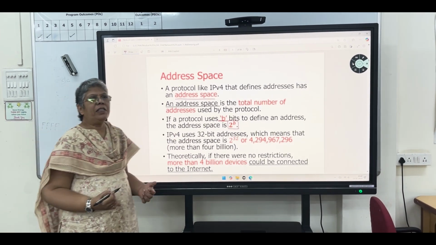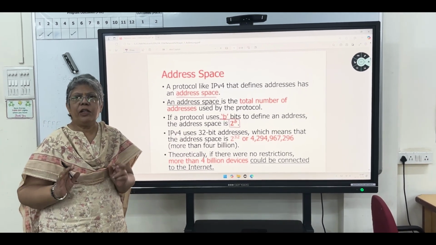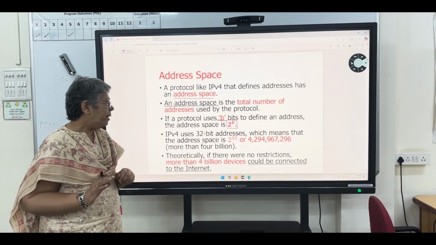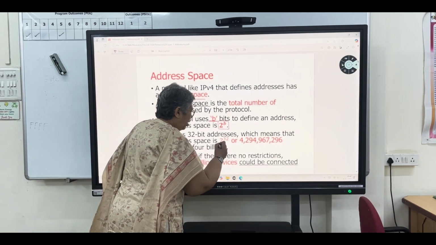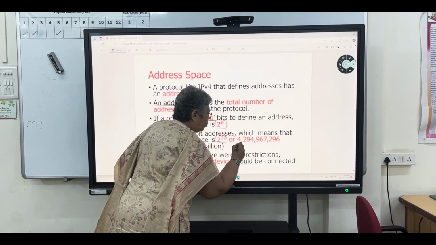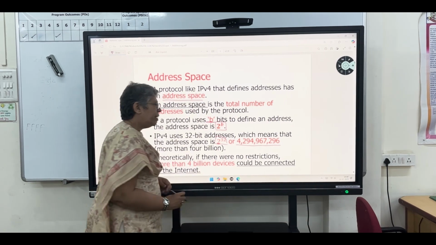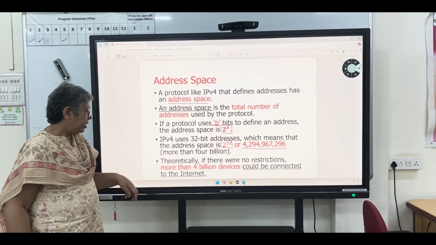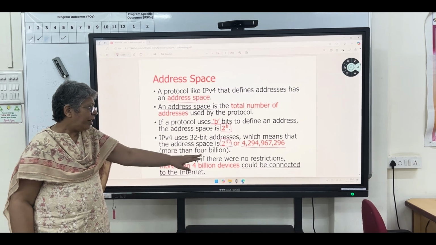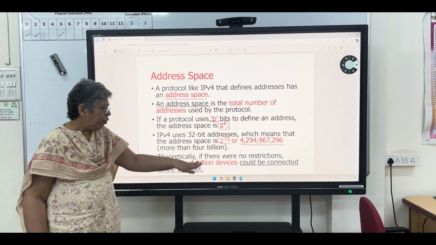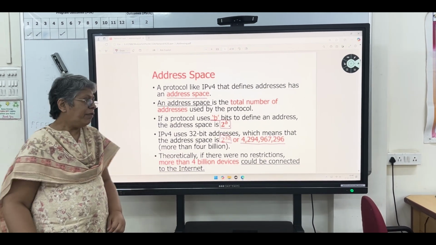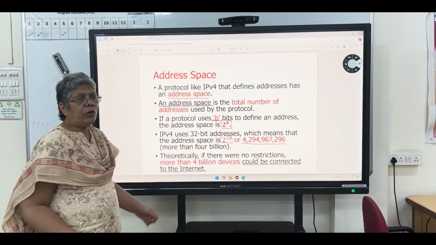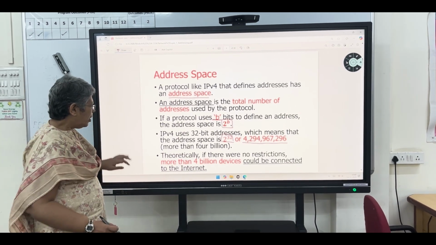Now, in IP version 4, since 32 bits are used for the IP address, 2 to the power 32 means more than 4 billion IP addresses are there. So that much is the space generated. So theoretically, if there are no restrictions, then more than 4 billion devices we could be connecting to the internet. Now we'll see what the restrictions are later.